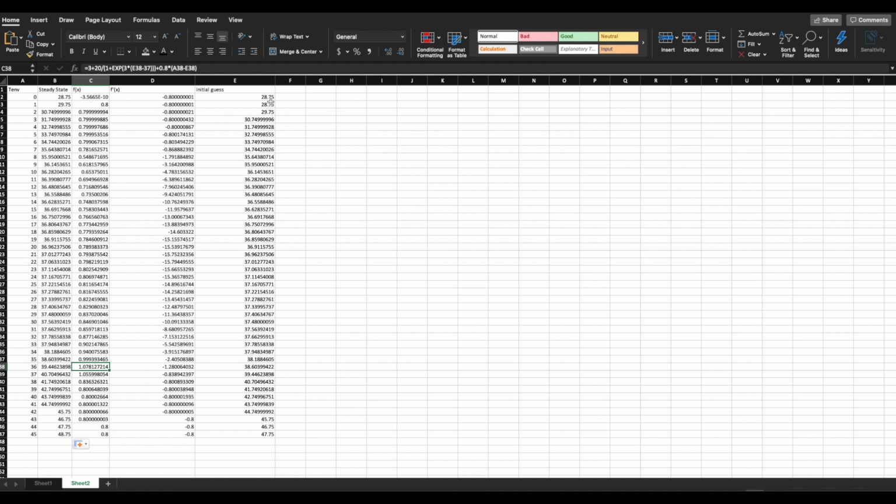What we don't focus on is the initial guess. Once you have this first initial guess here, the second initial guess becomes whatever the value is for the steady state of the previous one. So all of them go like this: 29 comes from here, and 30.74 comes from here. Technically, the initial guess for the next steady state temperature is literally the previous steady state temperature. And that has been working completely fine for me.